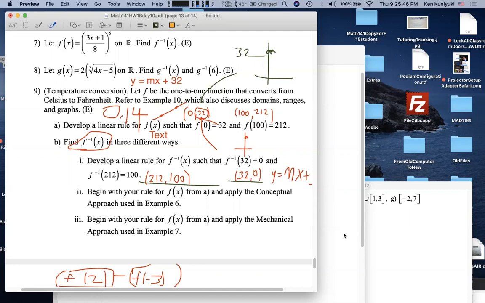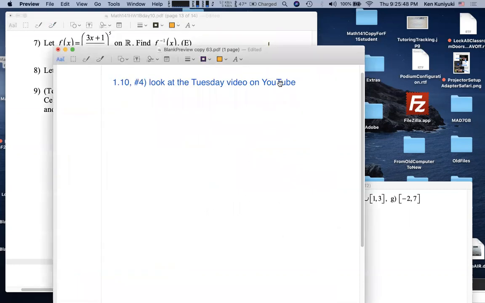Okay, what's next? 1.2 number 6. Yeah, it's hard for me to keep track of these things, but 1.2 number 6.